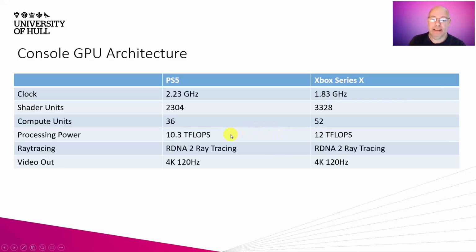In reality, tests have shown that they're very, very similar. In fact, the PlayStation 5 can win out in certain situations, probably just down to this slightly higher clock speed. But you'll notice they're built on the same architecture. They're both running AMD GPUs. They're slightly different from each other, but they're based on the same framework, the actual hardware architecture. And as you can see, they can both output up to 4K, 120 hertz.